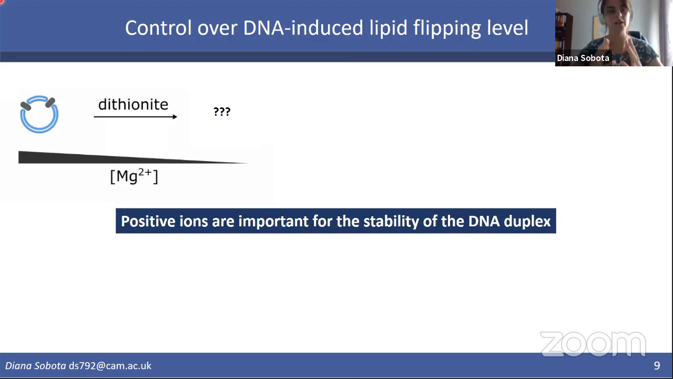So initially everything is fine, DNA attaches, inserts, and the lipids are diffusing. But now when we add dithionite, we also dilute the concentration of magnesium. So now it is much lower at the end, and it's also decreasing during the experiment. Let's look at our histograms.